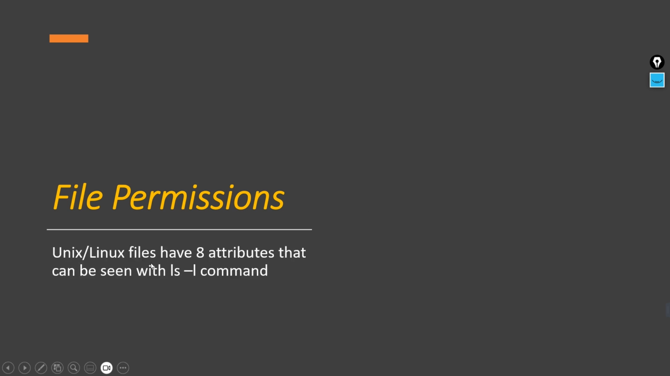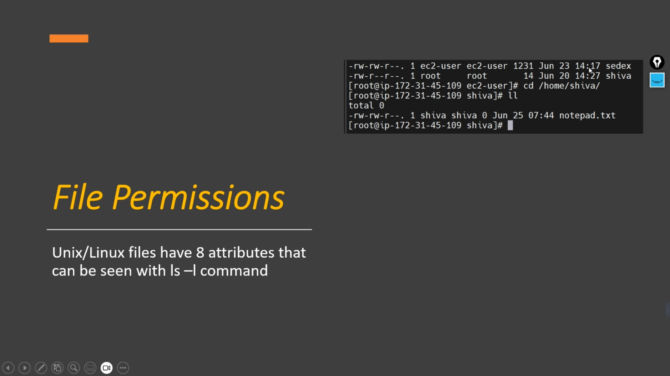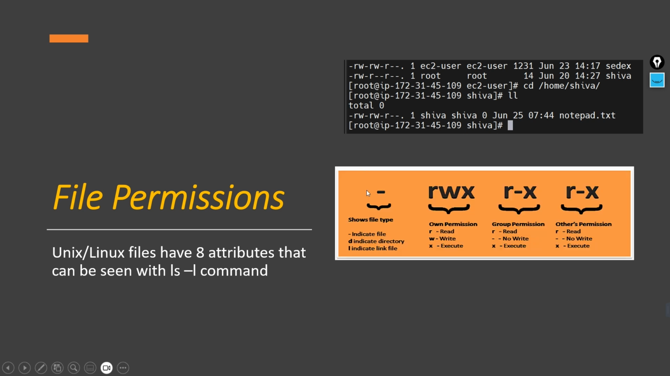In Unix, Linux, files have 8 attributes that can be seen with the ls -l command. Just now we saw, for example, here also we are seeing the ll output with read, write. So what does that mean? For example, you are seeing a hyphen at the starting, so it shows the file type. Hyphen indicates it is a regular file, D indicates it is a directory, which means a folder, L indicates it is a link. What is meant by link here?